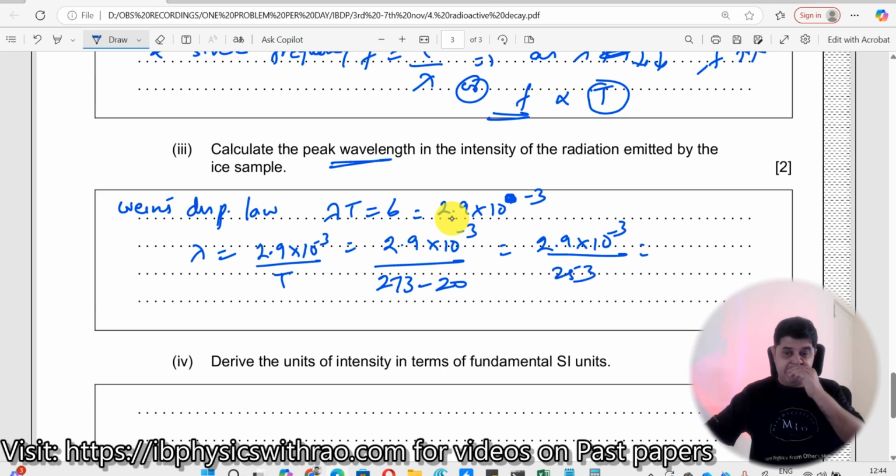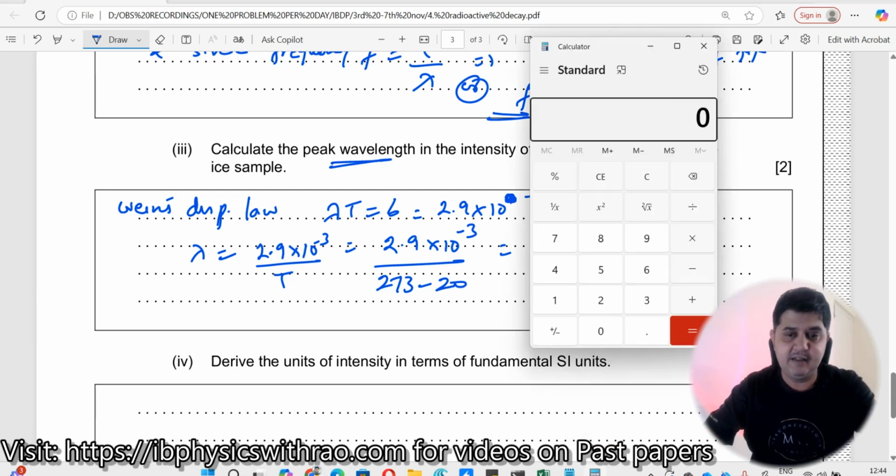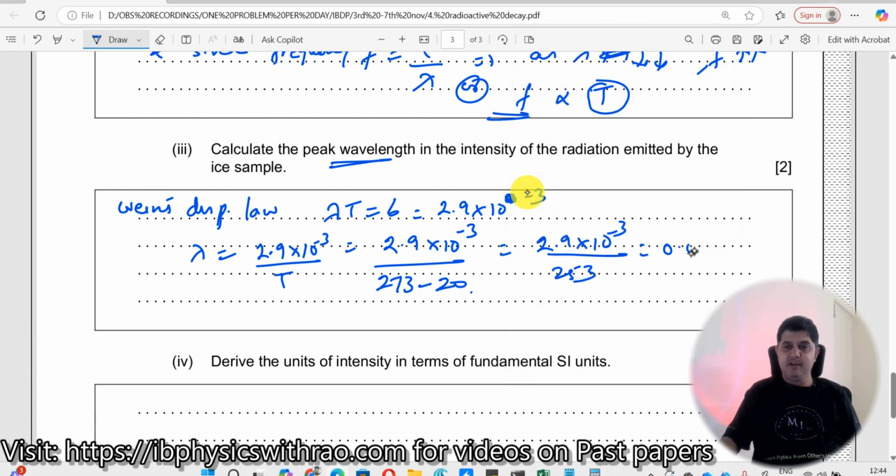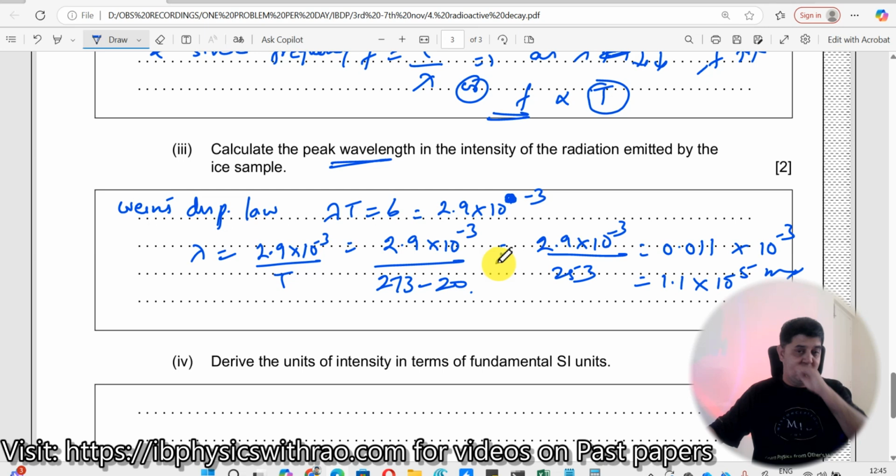When I do this, let us see what we get here. 2.9 divided by 253 will be 0.011 into 10 power minus 3. To two significant figures, it will be 1.1 into 10 power minus 5 meters. Okay, meters over here. So 1.1 into 10 power minus 5 meters is the peak wavelength of the radiation emitted by the ice.